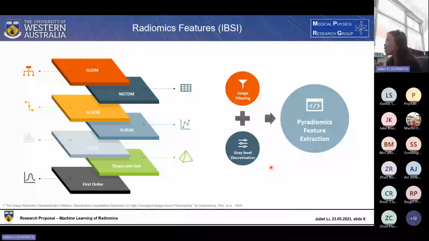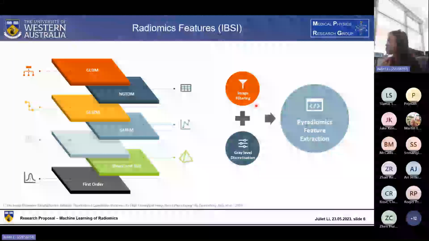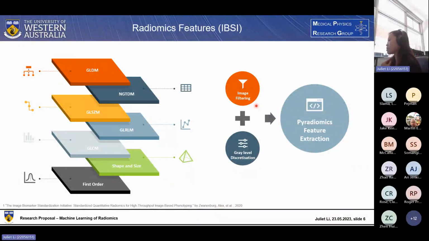And to extract these radiomics features from medical images, different settings can be applied. Firstly, different image filtering can be applied with feature extraction. These image filters can either smooth, enhance, or sharpen images, and they have the potential of enhancing certain features. And for texture feature extraction, everything other than first order and shape and size, grayscale discretization is needed to discretize the grayscale levels of the entire image into different bins.